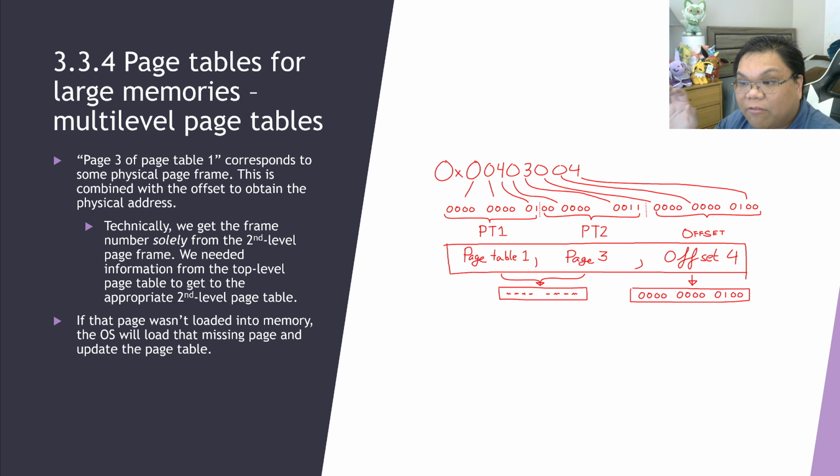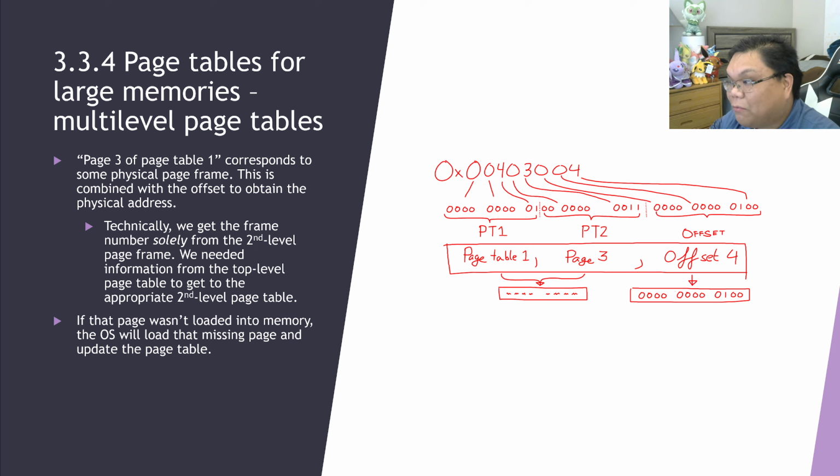Page 3 of page table 1 corresponds to some physical page frame. We then combine that with the offset to get a physical address. So page 3 of page table 1 is going to correspond to some physical page frame. Let's call it frame 67.